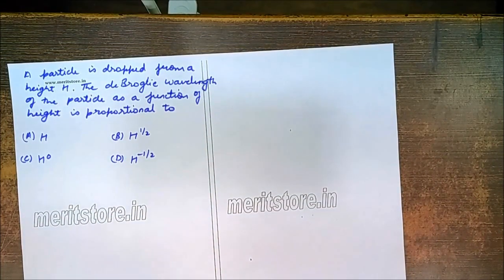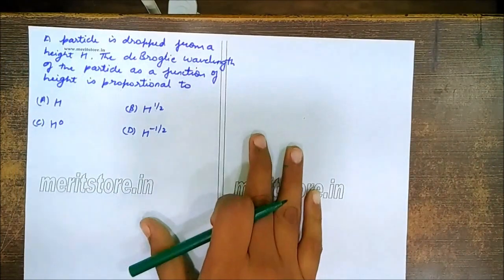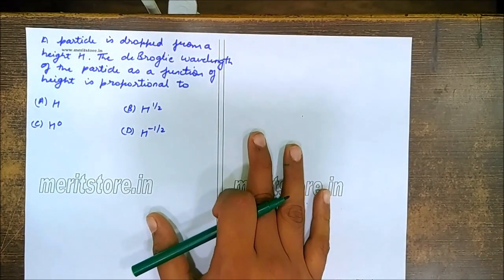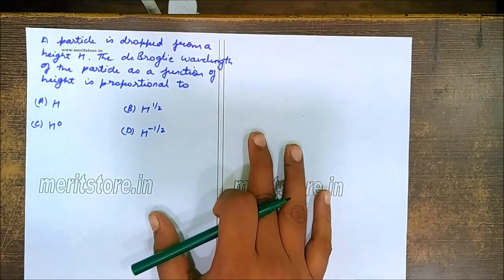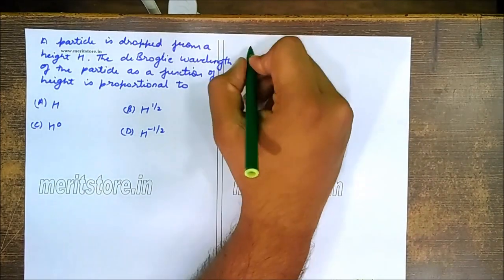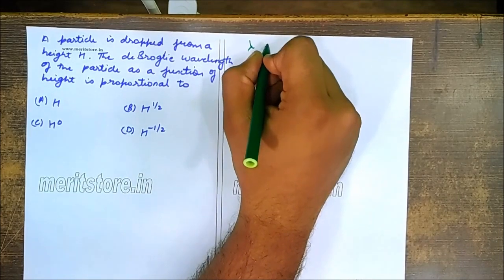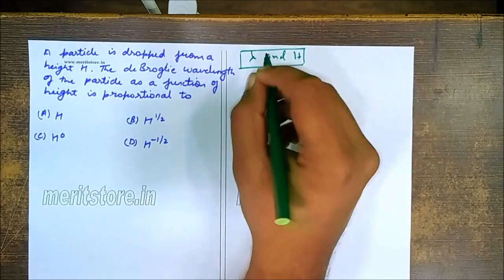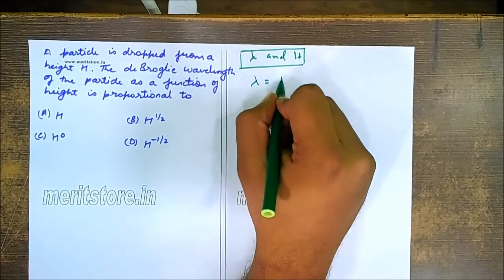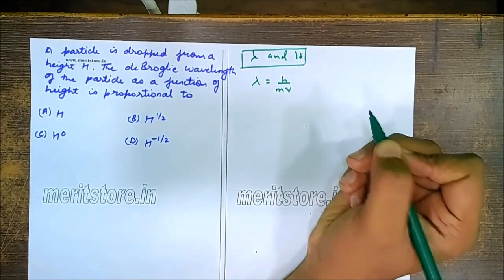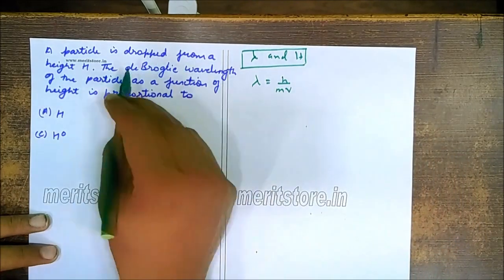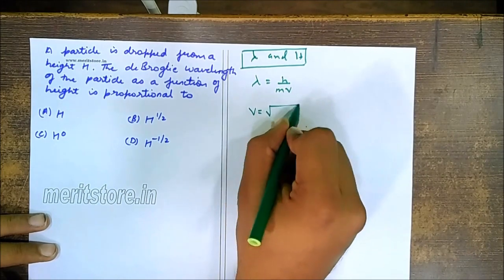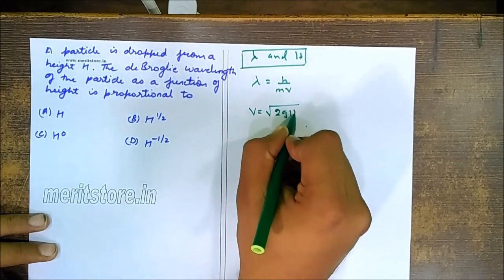The next question, a particle is dropped from a height h. The de Broglie wavelength of the particle as a function of height is proportional to. So we want de Broglie wavelength and the relation between h. So we can say lambda is given as h upon mv. Now if the particle is dropped from a height, I can say its velocity is given as freely falling body, under root of 2gh.